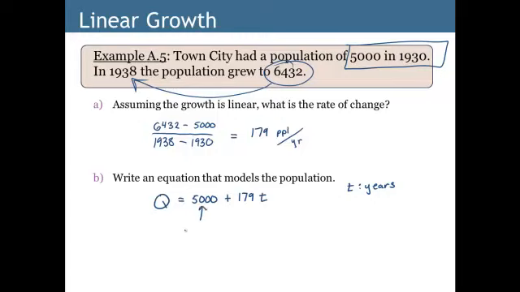The initial started in 1930, which therefore means t is the years since 1930. Okay? So that's very, very important to understand that. So if I wanted to figure out the population in 1950, I would have to plug in 20 for t, because that's 20 years since 1930. Okay?